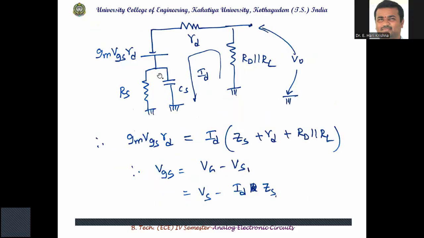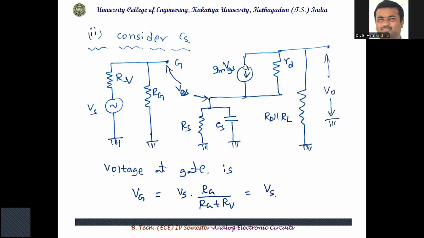And the output side circuit is replaced with its Thevenin equivalent circuit. So gm VGS parallel with rd is replaced with its Norton equivalent. The voltage source value will be gm VGS into rd, in series with the rd resistor.